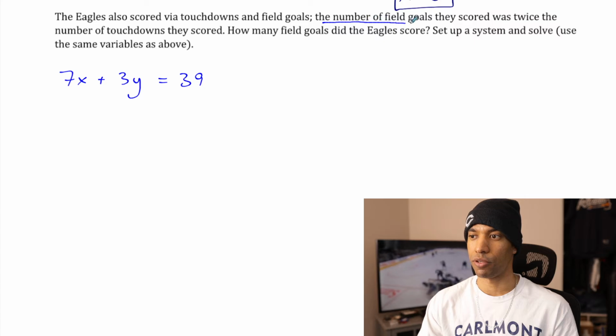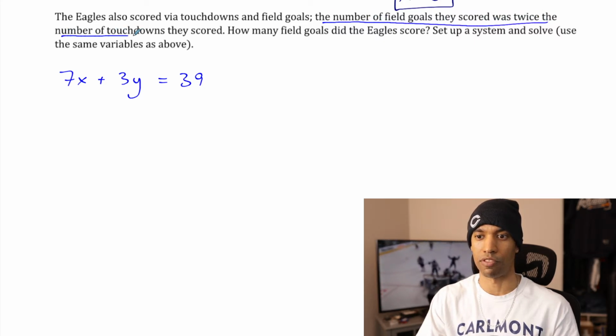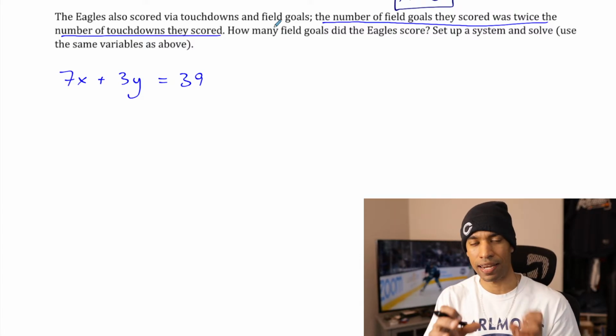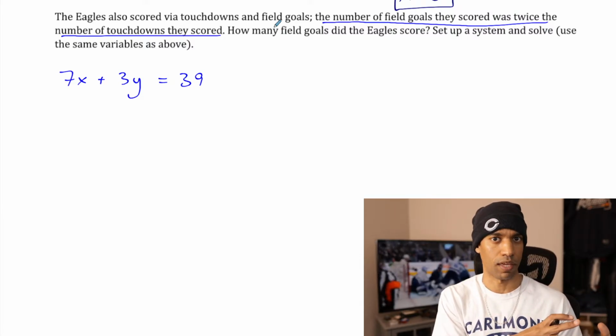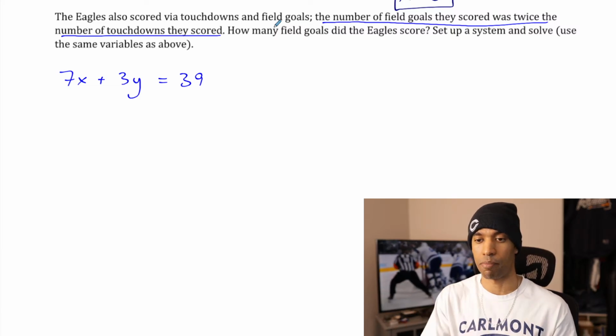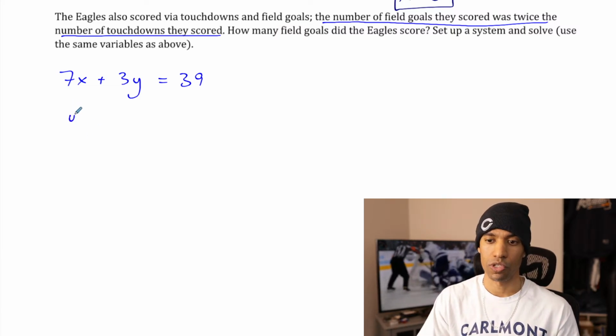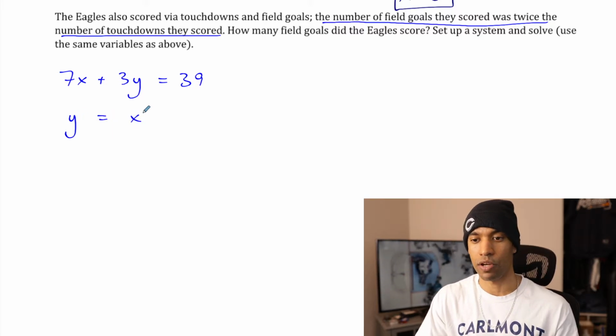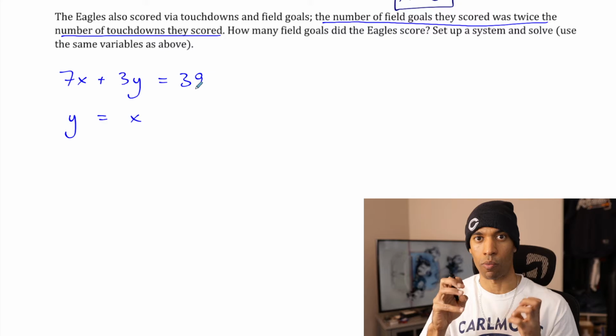All right, now there is another bit of information that is right here. The number of field goals they scored was twice the number of touchdowns they scored. Now, this is one of those examples of an equation where you're not adding one thing to another to equal something. We don't have information that says that. This is a comparison of two things. This is a comparison of the number of field goals you scored and the number of touchdowns you scored. Now, I'm stating y equals x as a precursor for what we're doing here.